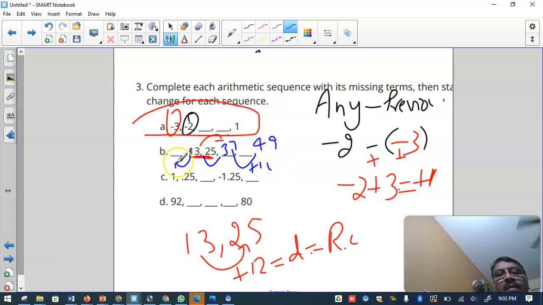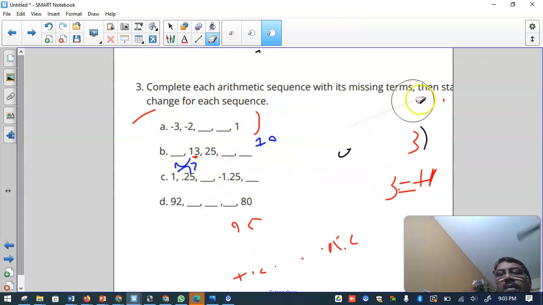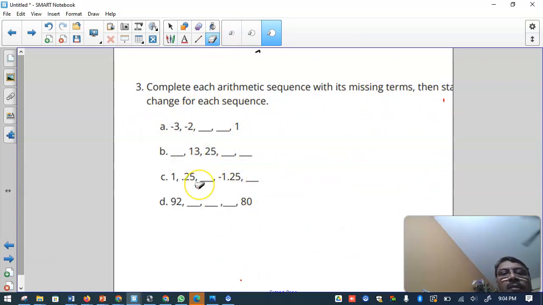But when you go backward, you'll have to take away. So instead of adding 12, you'll have to take away 12 here, which will give you 1. And then the next one, the C problem. The C, look, watch this.